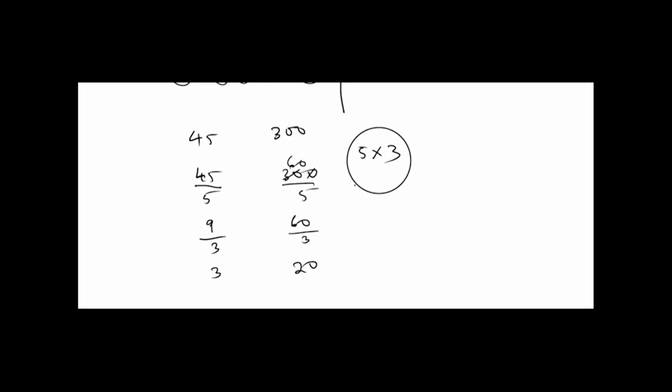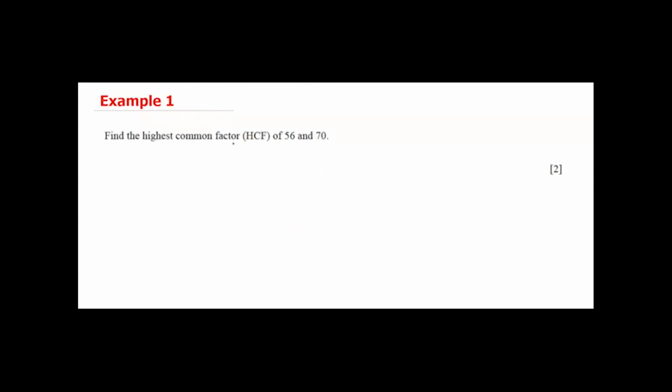So this method is super cool and easy for you to use. Instead of you writing out the factors of 45 and 300 respectively, you could easily make use of this method and get your answer on time. So let's look into some examples. Find the highest common factor, that is HCF, of 56 and 70. To write out all the factors of 56 and 70, that may take a long way, but what you could do is to use the second method.